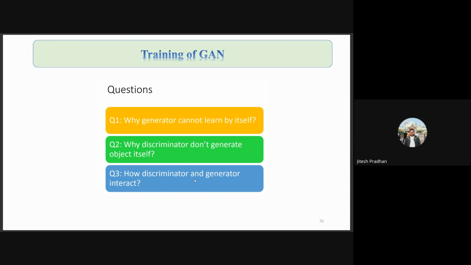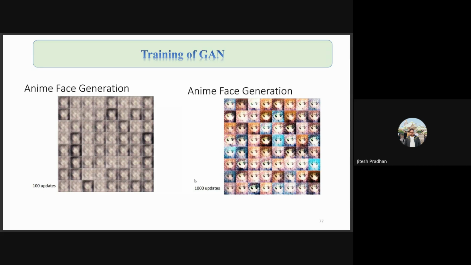Okay, so up to this point it is clear. If you have any doubt till this point, you can ask me. Now let's take a live example: anime face generation. After 100 updates, meaning it started with random noise and we call it 100 epochs, look at here what it looks like.